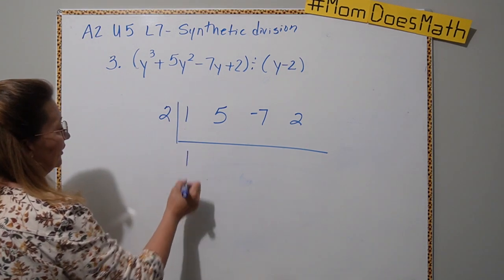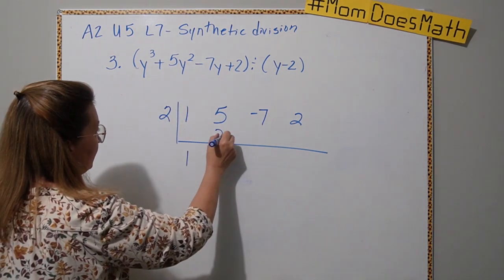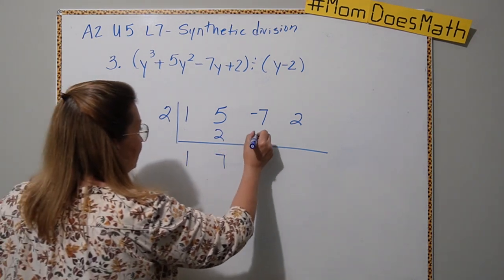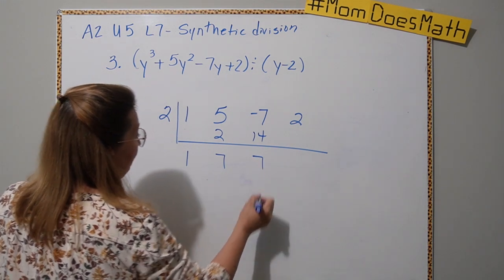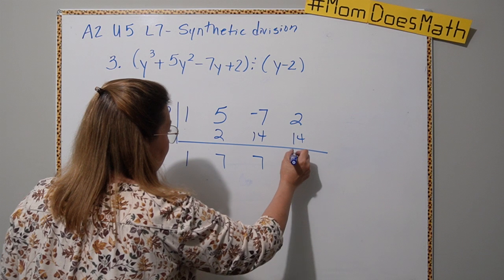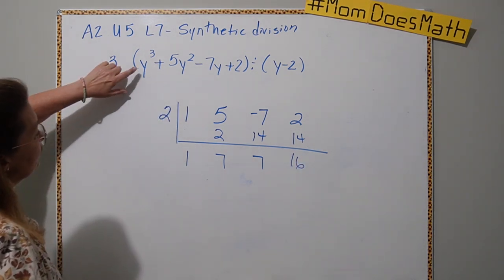Now we're going to drop the 1 down, and let's start the flow going. 1 times 2 is 2. I'm going to add and get 7. 7 times 2 is 14. I'm going to add. -7 plus 14 is +7. 7 times 2 is 14, plus 2 is 16. Okay. Now to convert, go up here and get your exponent.